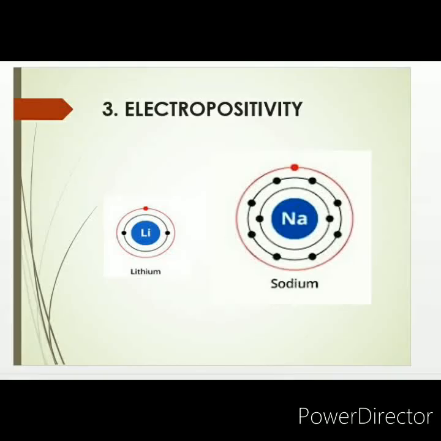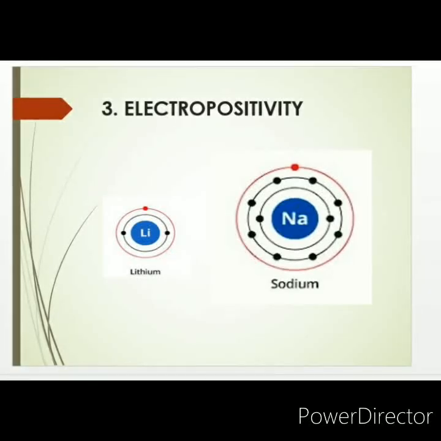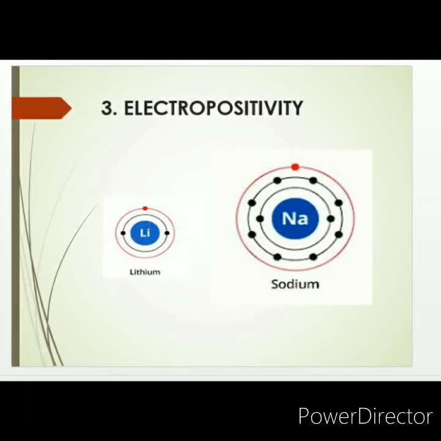So I hope the trend in atomic size in the periodic table is clear. We will move to the next topic.